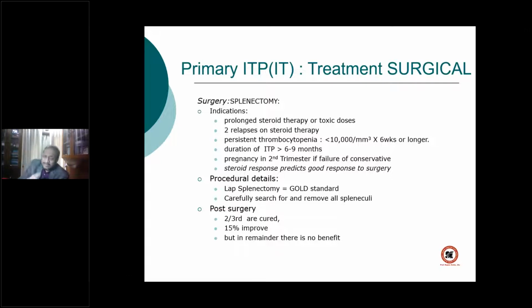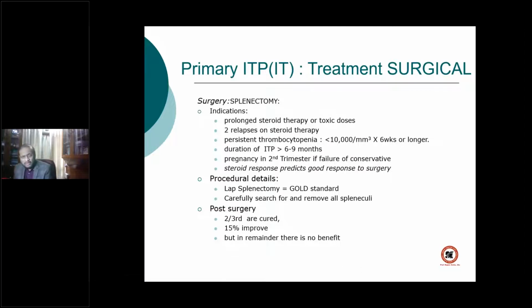So when you're doing a laparoscopic splenectomy for ITP, it is very, very important that a careful search is made. And if you remember, in the last lecture we talked about the most common sites we're looking for: number one, the hilum, then the ligaments of the spleen, and the greater omentum. These are the primary sites where you should be looking for spleneculi, right?